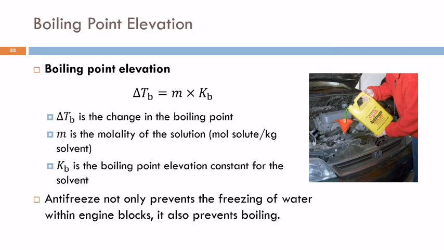Okay, boiling point elevation, same idea, but it changes the temperature, makes it higher. So the equation looks remarkably similar. We just have a B here instead of an F. Change in the boiling point equals the molality times the boiling point elevation constant. Again, that's for the solvent.